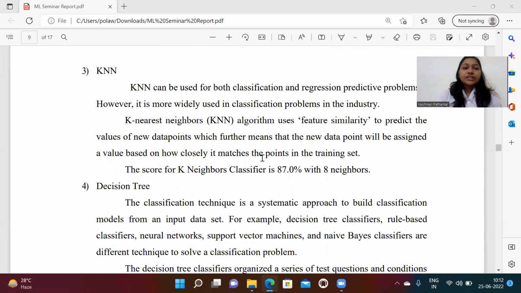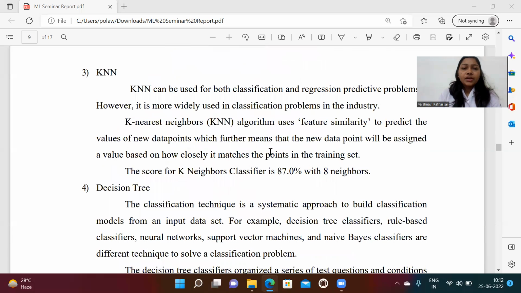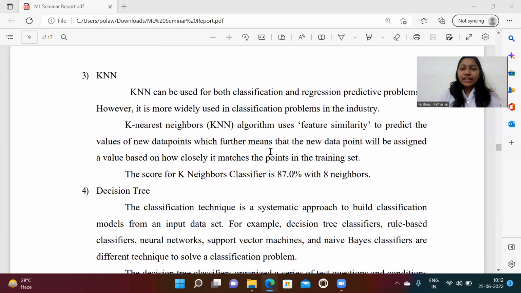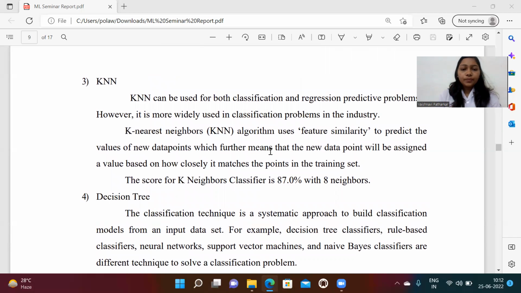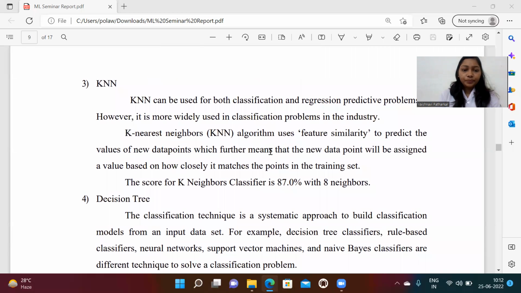Then next one is KNN. K nearest neighbors, KNN, can be used for both classification and regression problems, and it is a supervised learning algorithm. This uses ensemble technique and works well with complex datasets. This algorithm is a symmetric approach to solve the classification problem. Decision tree, SVM, naive Bayes, and neural network are the different techniques to solve the classification problem.